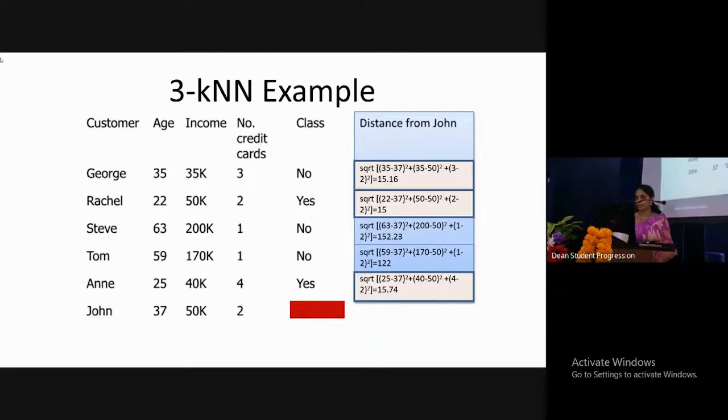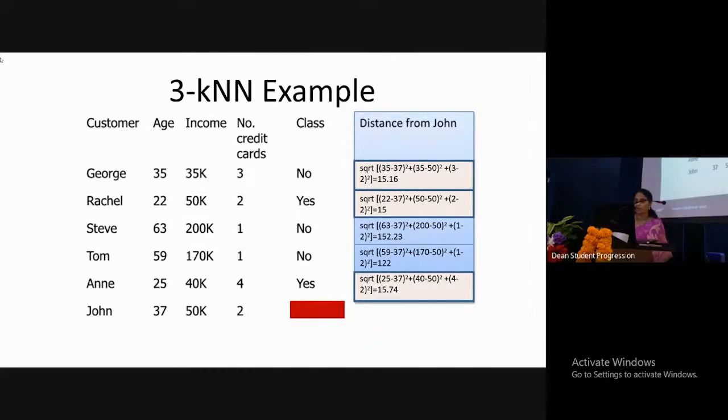Likewise, when I'm calculating the Euclidean distance, I'm actually trying to identify who are the nearest neighbors to John. That is identifying your nearest neighbors. Then how many nearest neighbors should I consider? That is your K value. So now I'm calculating John with George, on similar ground, John with Rachel, John with Steve. I take (37 minus 63) whole square, (200 minus 50) whole square, (1 minus 2) whole square, square root of all these things.